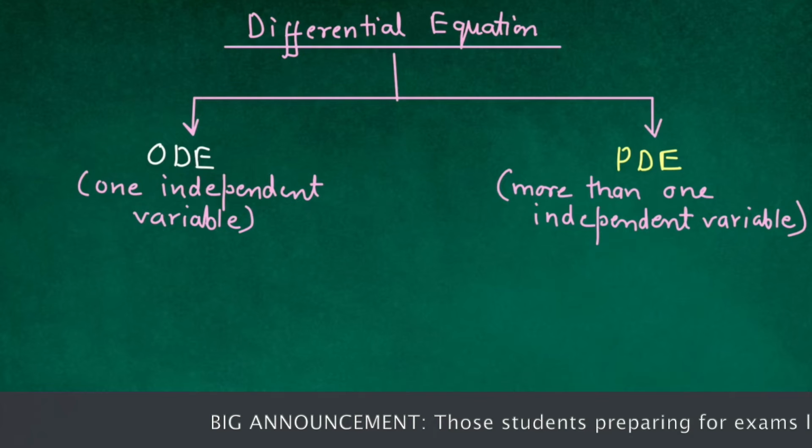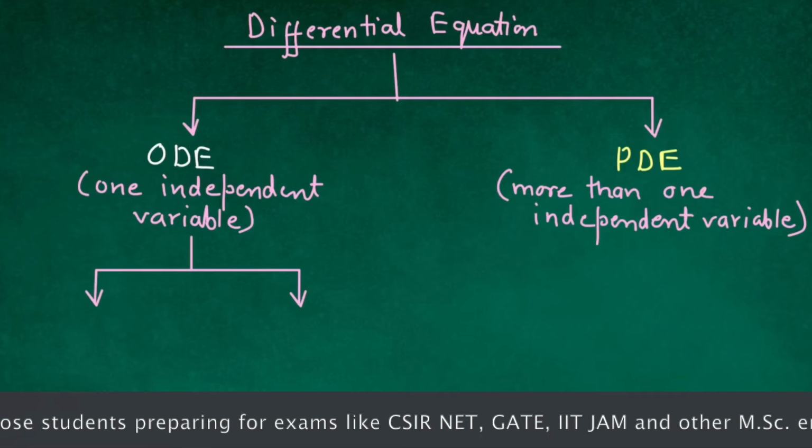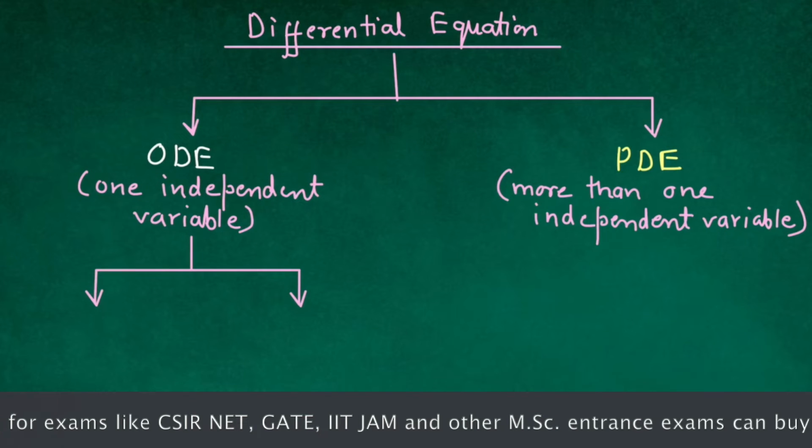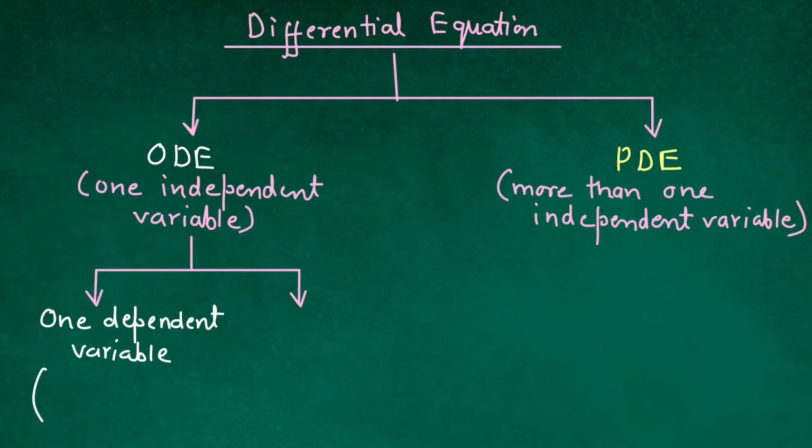Then each further branches into two categories. The first is when there is only one dependent variable in the differential equation. See an example. Suppose we have the differential equation dy over dx equals some function of x and y. Here in this differential equation we have one independent variable, that is x, and one dependent variable, that is y.